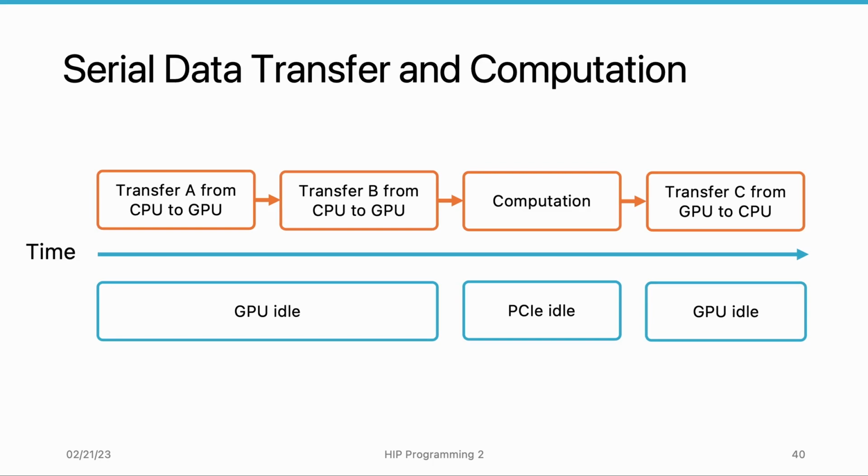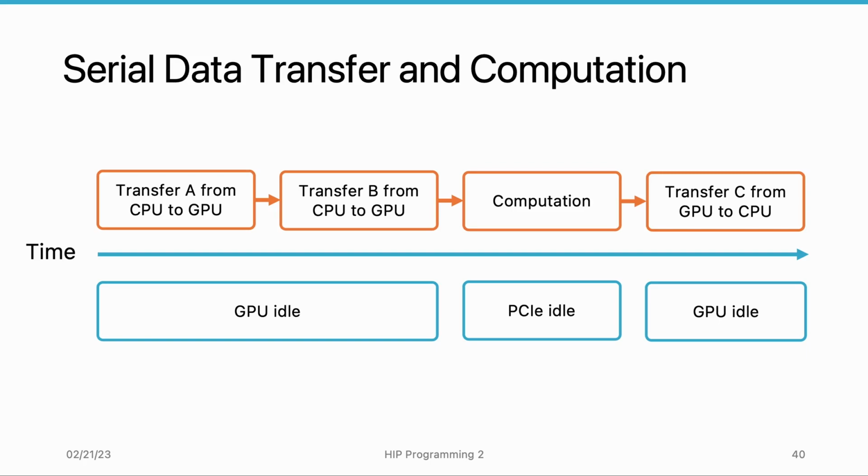So far, we have been transferring data and performing computation serially in the previous examples. Let's review the serial vector addition we did previously. In that implementation, we transferred arrays A and B from the CPU to the GPU, performed computation using the vector addition kernel, generated the array C, and then transferred the array back to the CPU.